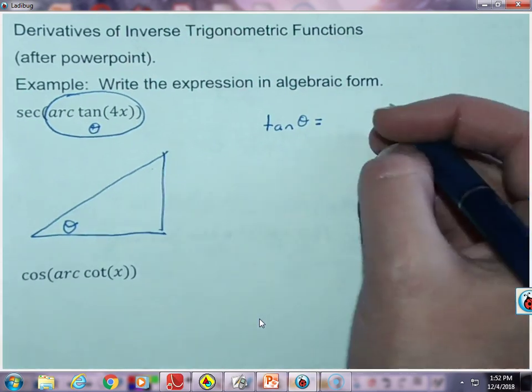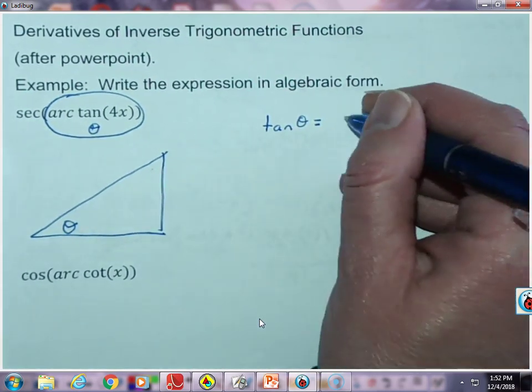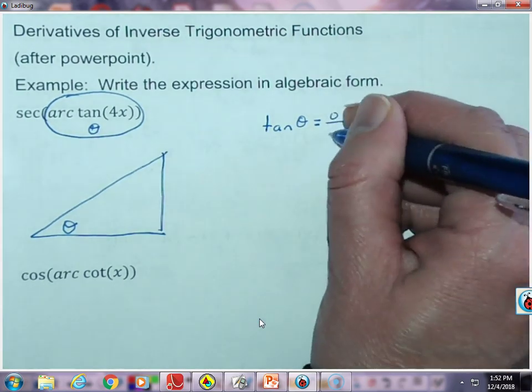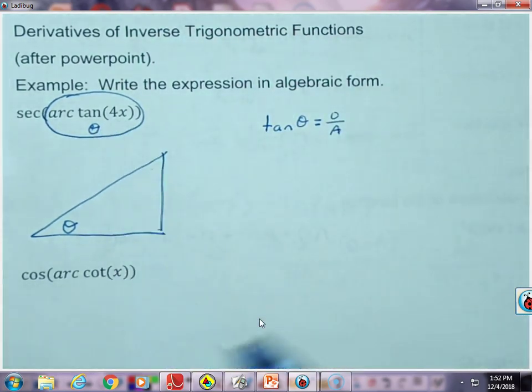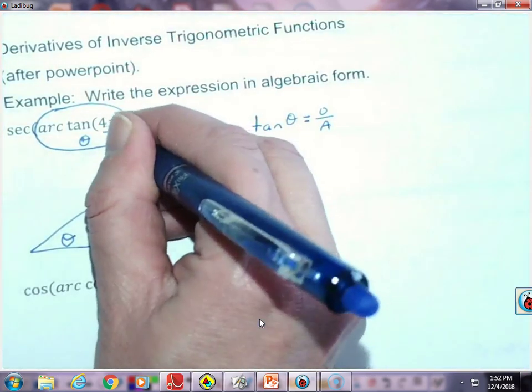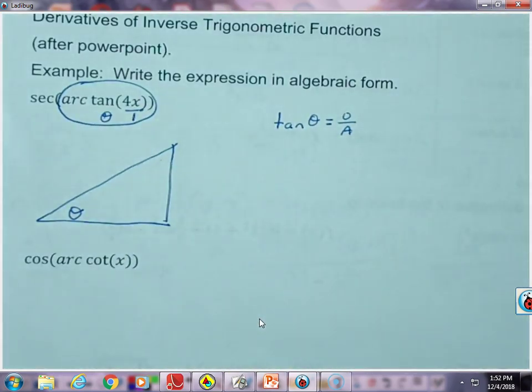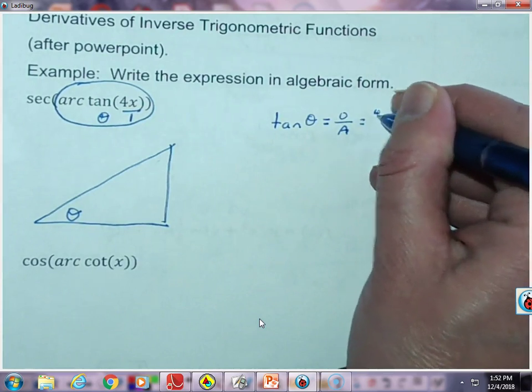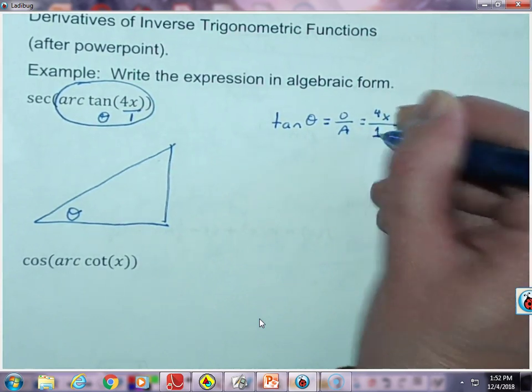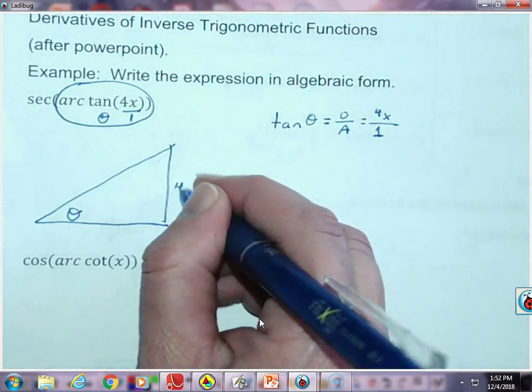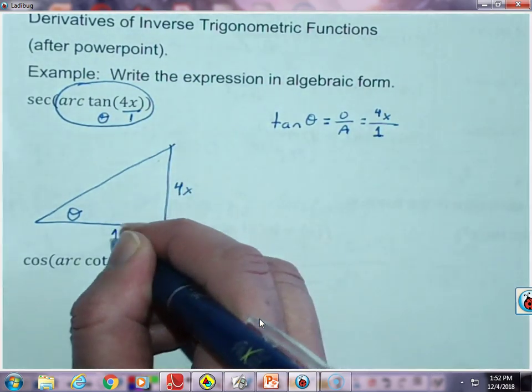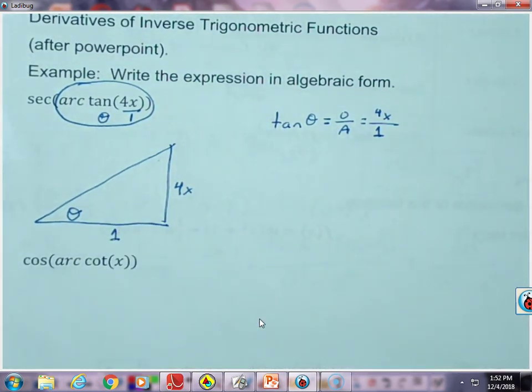Okay. So tangent is a ratio of which two sides? Opposite over adjacent. This doesn't look like a fraction, so I'm going to put it over 1. So the angle whose tangent is 4x, or 4x over 1, so this is your 4x, and this is your 1. So the opposite is 4x, the adjacent is 1. So that's that angle now, the angle whose tangent is 4x, and I gave it a nice little name, theta. Now I want the secant of that angle.